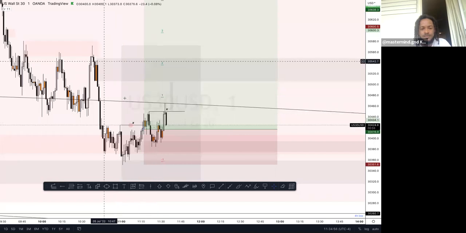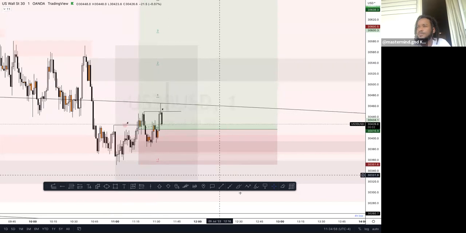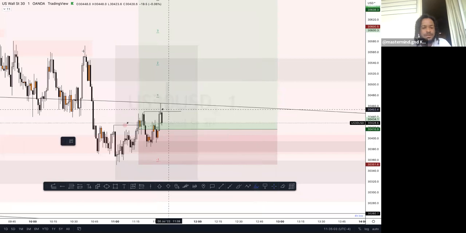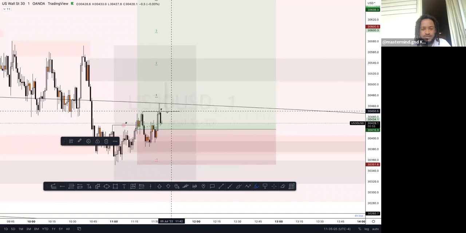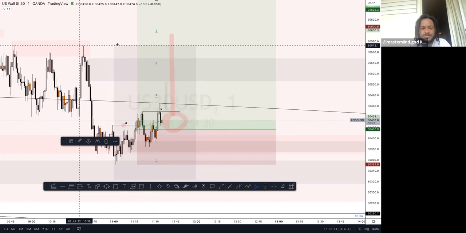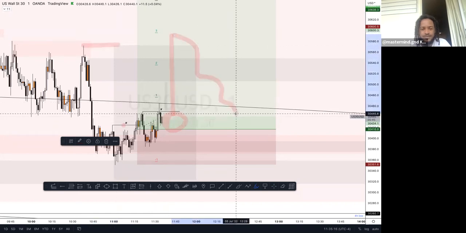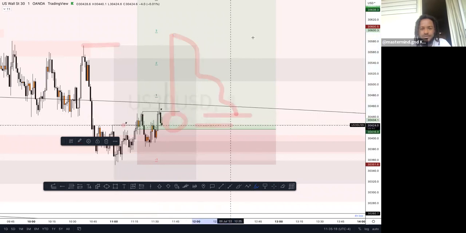Do I look for re-entries? Once the market provides opportunities to re-enter, I would, but it has to accomplish something, right? So let's say we have a zone created here, and this zone pops up. It takes this high out, and the market retraces back to the zone. Then I would enter another trade, right? And so on and so forth.